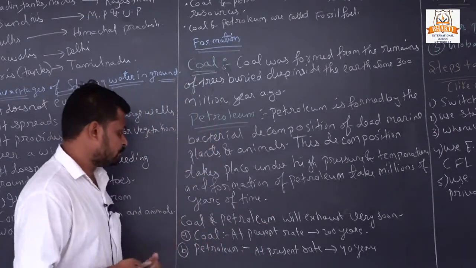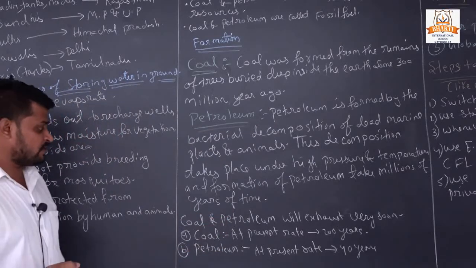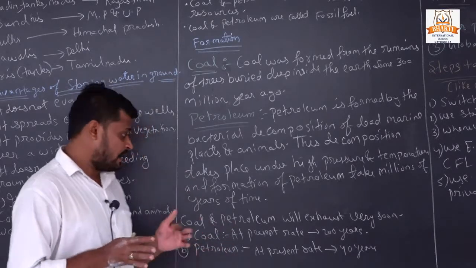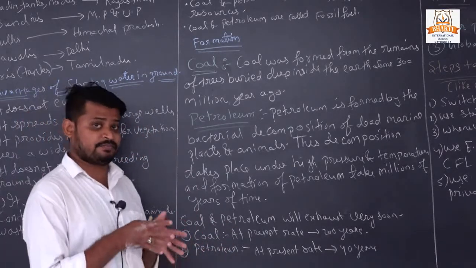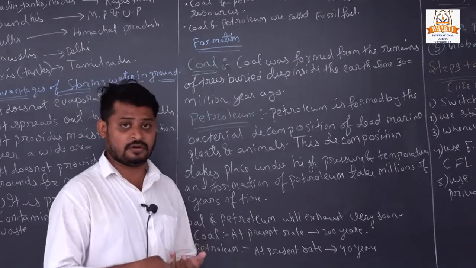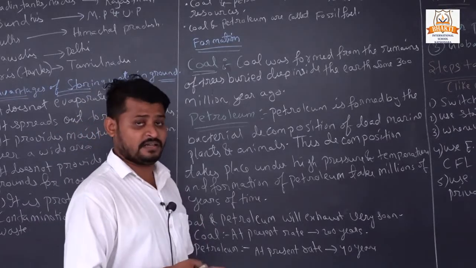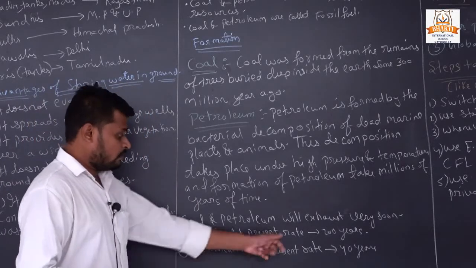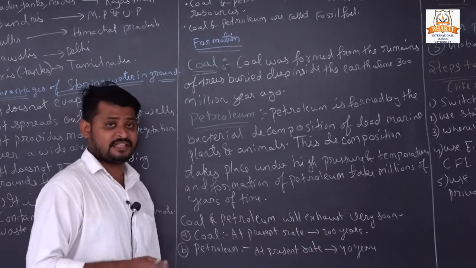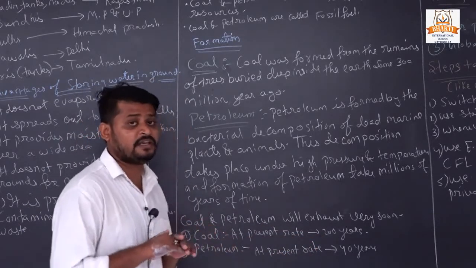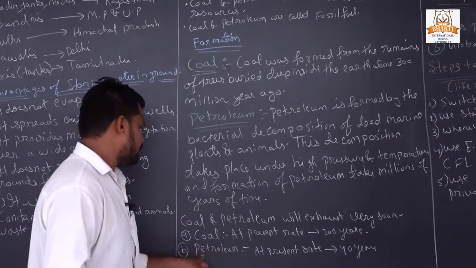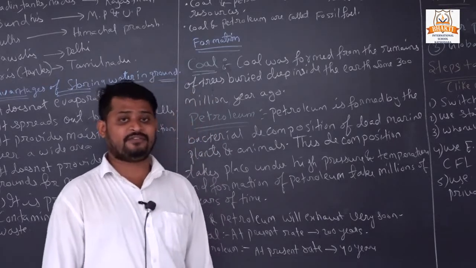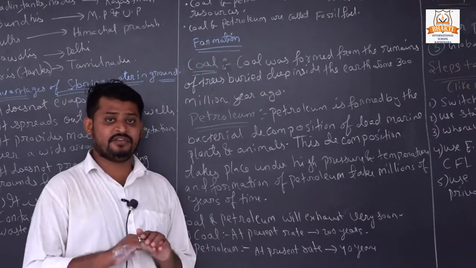Millions of years after, it converts into petroleum. Coal and petroleum will be exhausted very soon. At the present rate of using petroleum and coal, how many years until they are finished? Coal will take only 200 years, meaning after 200 years coal will be completely finished from our earth. Petroleum, at the present rate, will last only 40 years, and after 40 years petroleum will be finished forever from our planet earth.